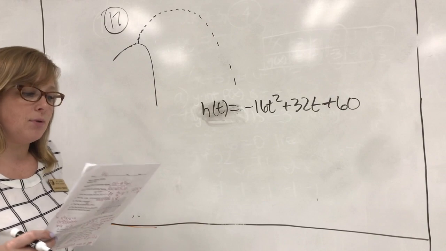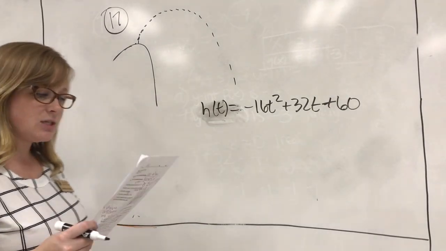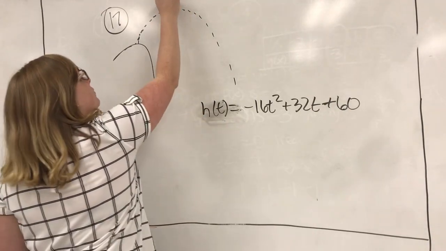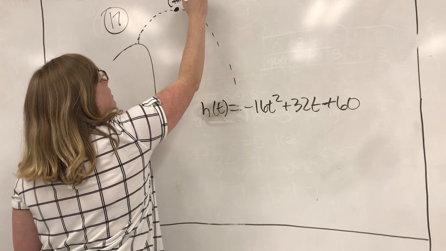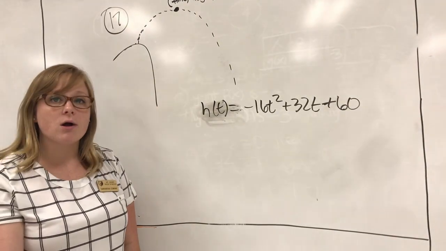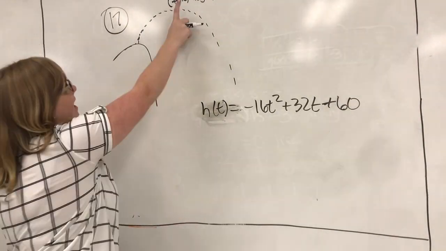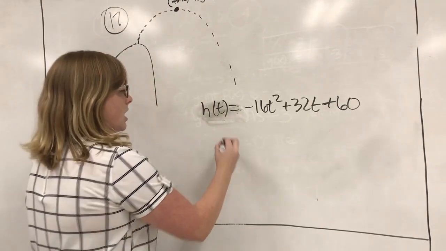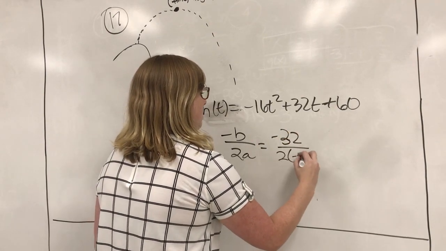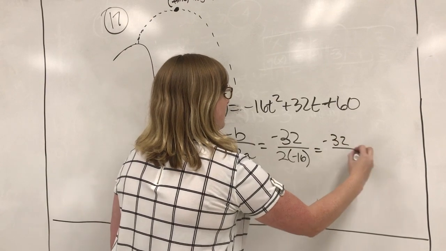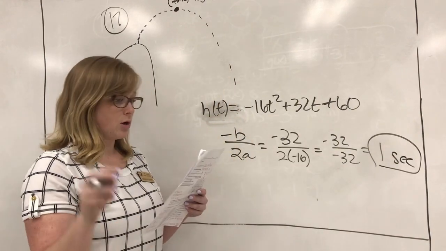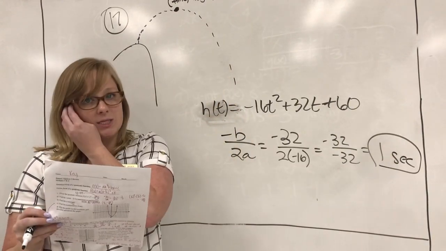It says, how long does it take the ball to reach its maximum height? So, my maximum height is going to be up here, and this is going to be my vertex. My vertex is going to be in terms of time and height. Okay? I want to know how long it took the ball to get there, which means I need the x value of my vertex. So, I do the opposite of b divided by 2a. Which means it took 1 second. It doesn't really give me units, but we'll go with second. It took 1 second for the ball to reach its maximum height.